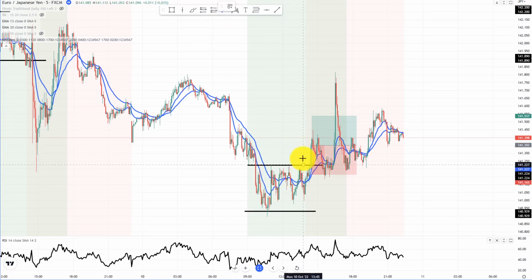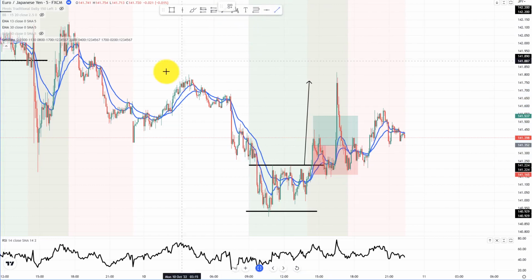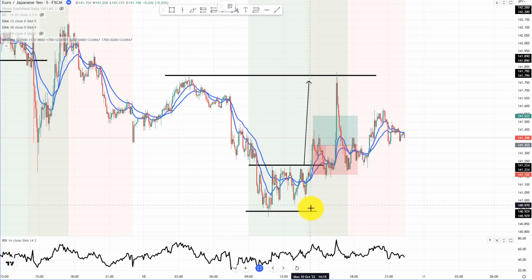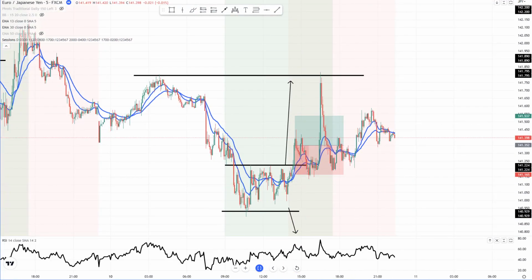Probably trading back in the range was not the smartest idea. The market did find resistance here at the Asian high. Probably would have been a much smarter move, wait for a bearish breakout here. I think that would have made way more sense.